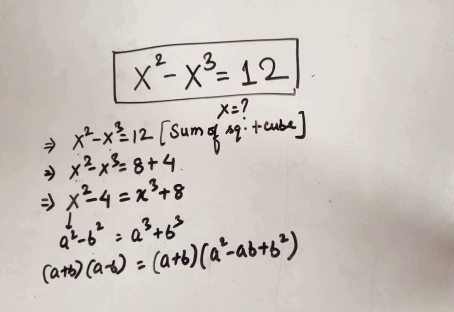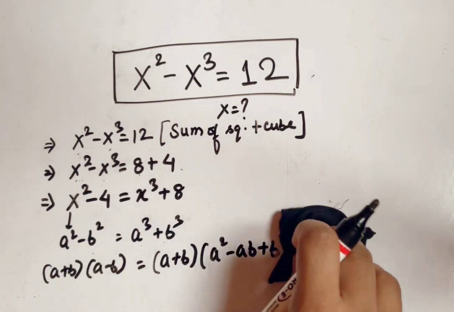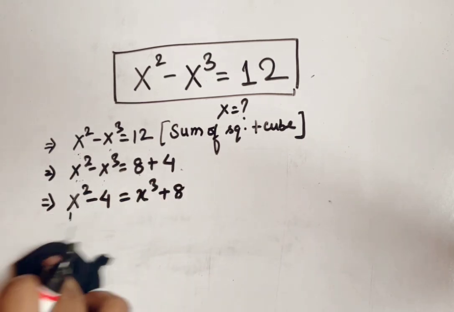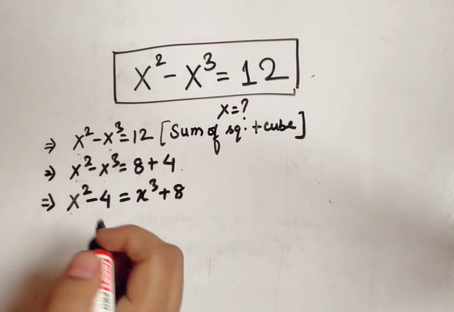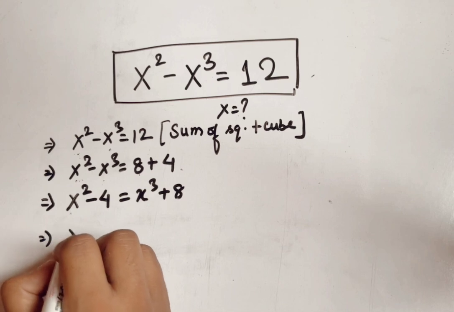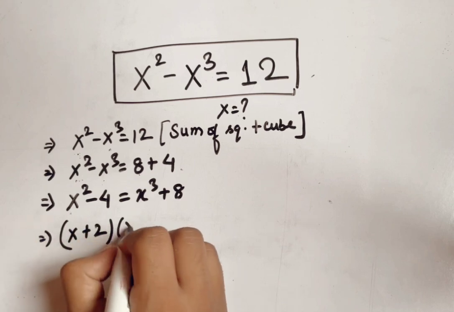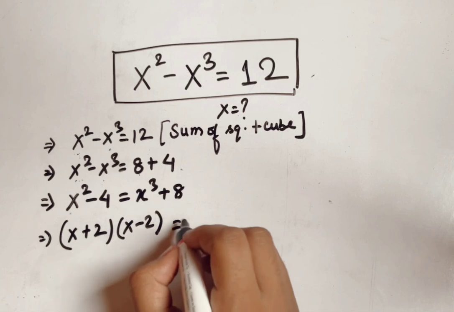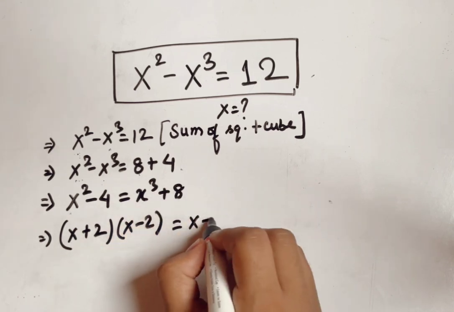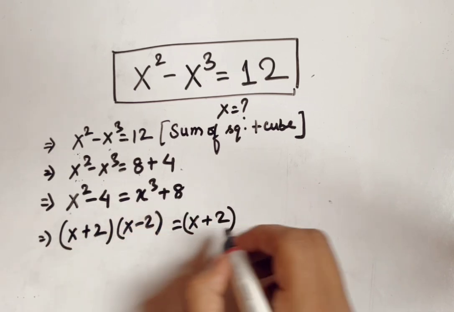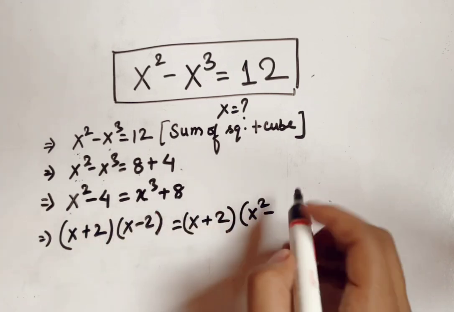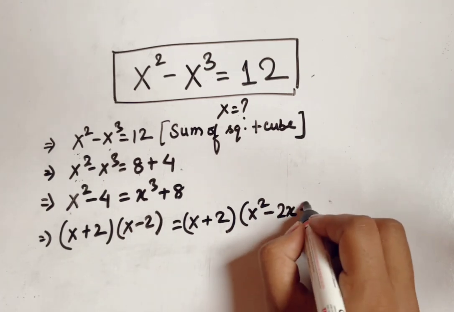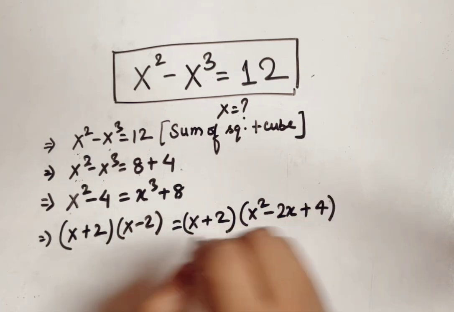So what do we have to do further? Okay, so we'll just apply this formula in this particular equation, and we'll write it this way. This can be written as x plus 2 into x minus 2 equals a cube plus b cube. So a plus b, then a square minus ab. So a is 2 and b is x, so it will be minus 2x plus b square. b square is nothing but 4.